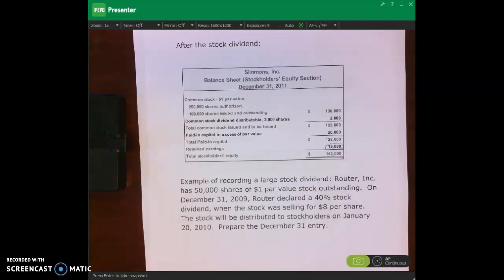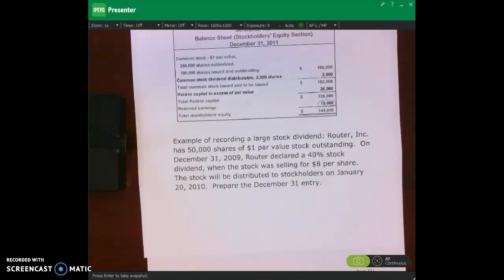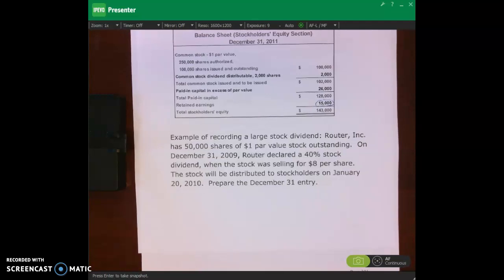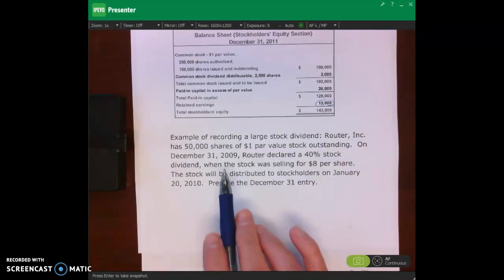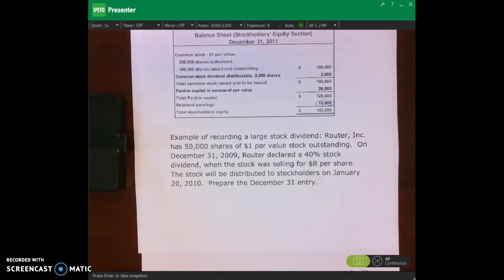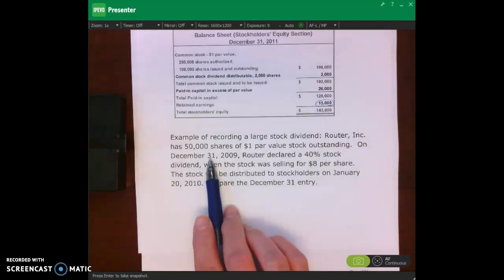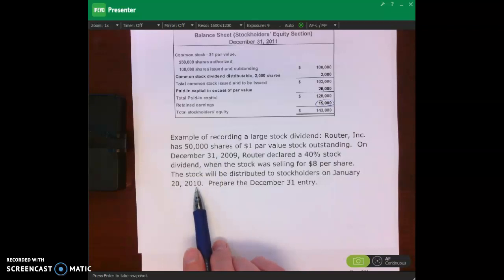Now let's look at our example of when we have a large stock dividend, which again is more than 25%. Here we look at our example. It has 50,000 shares of $1 par value common stock outstanding. On December 31st, Router declared a 40% stock dividend when the stock was selling for $8 a share, and that stock will be distributed to stockholders on January 20th. So this is the date of declaration, and this is the date of payment.